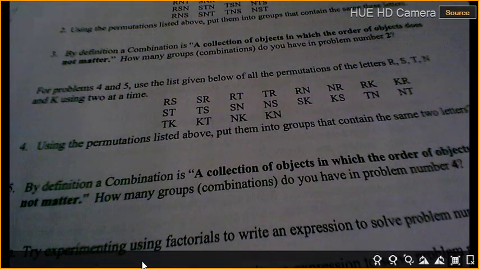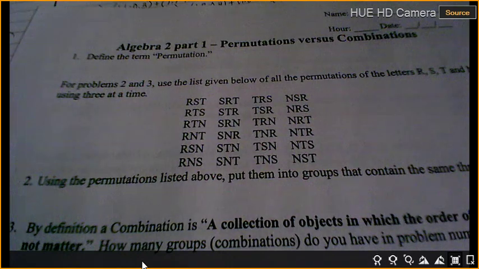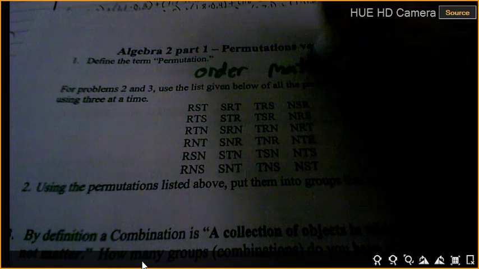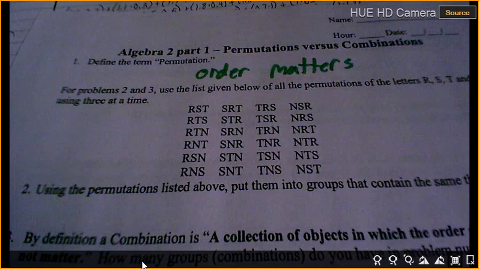Okay, let's move to the permutations versus combinations worksheet. Okay. So, for problems 2 and 3, we're going to use the list of all the permutations of the letters R, S, T, and N using 3 at a time. First of all, defining permutation means order matters. That's how I remember it.